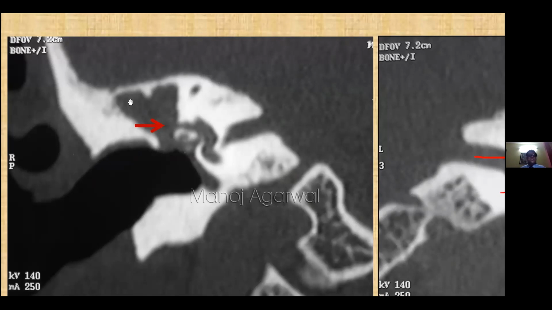Obviously, you see this isointense shadow. You see the same shadow in the mesotympanum as well. Okay.